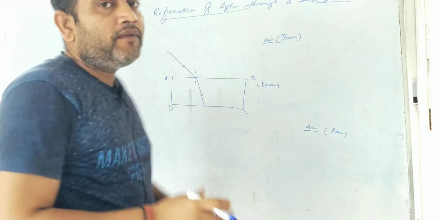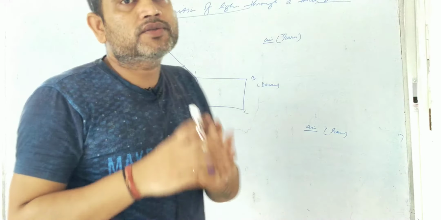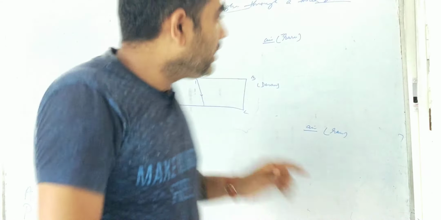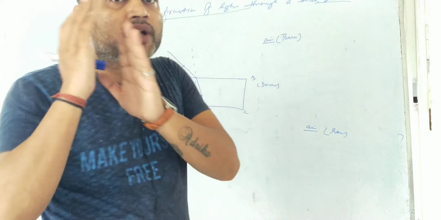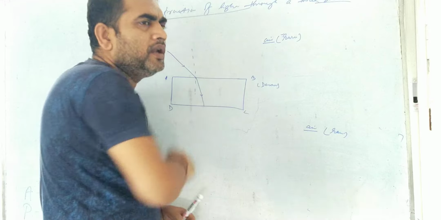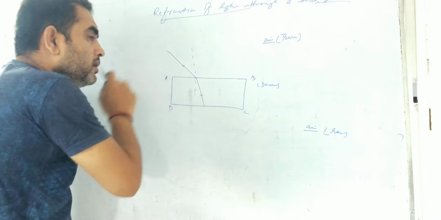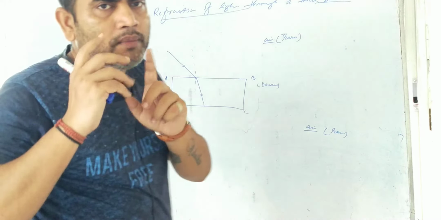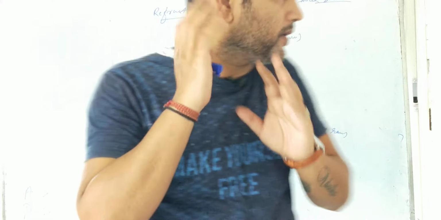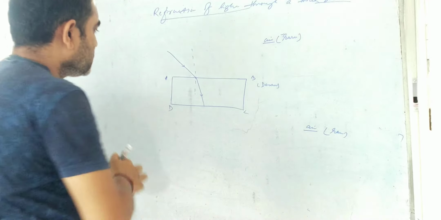And whenever light travels in a particular medium, keep in mind, light always travels rectilinearly. That means in a particular medium light will always travel in a straight line. The only change takes place whenever the light travels from a particular medium into another medium, from the rarer medium to the denser medium. Only at that time light will bend, but in a particular medium light will always travel in a straight line. So from the air light entered into the glass. This one is the glass block.